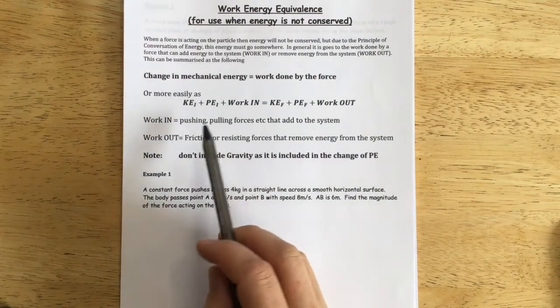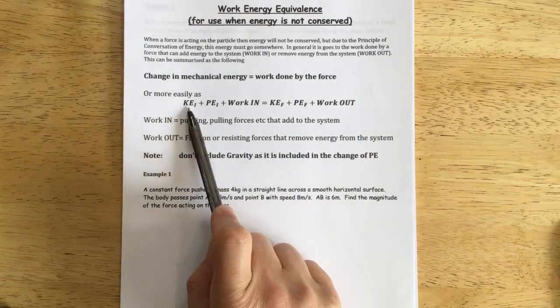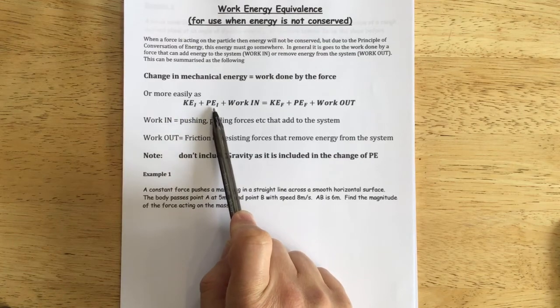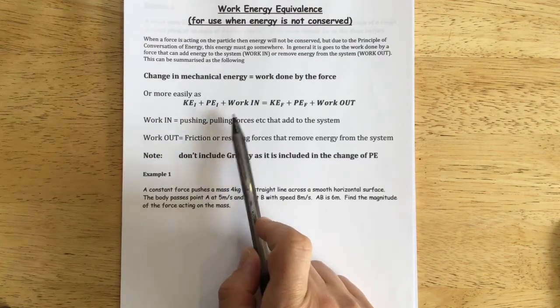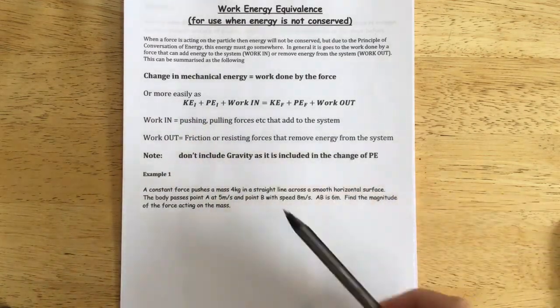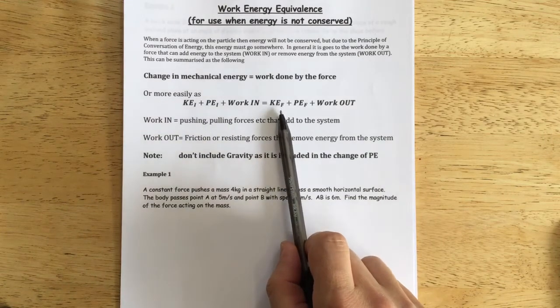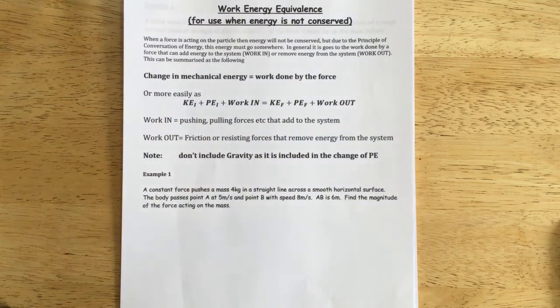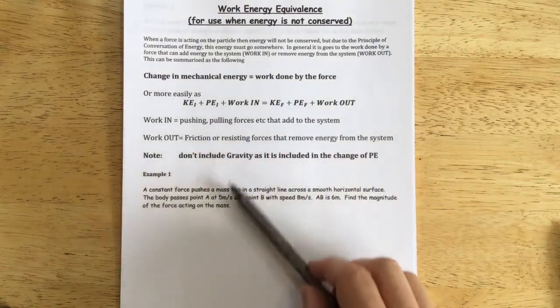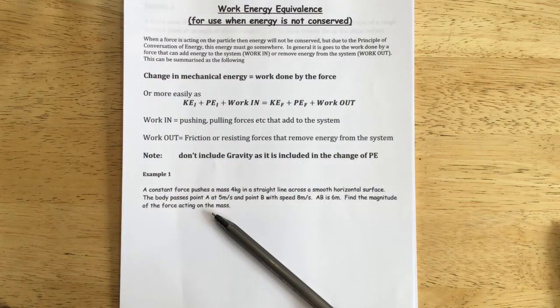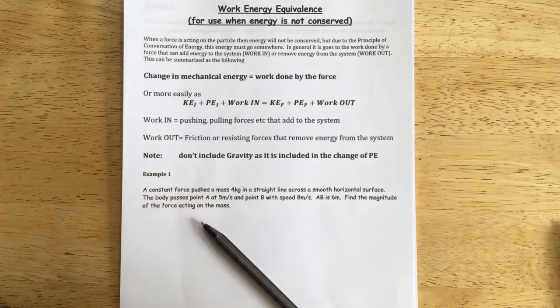Or quite nicely, it can be written like this. The initial kinetic energy plus the initial potential energy plus any work done put into the system will equal the final kinetic energy plus the final potential energy plus any work taken out of the system. Work going into the system can be a push or a force or maybe a driving force or an engine.